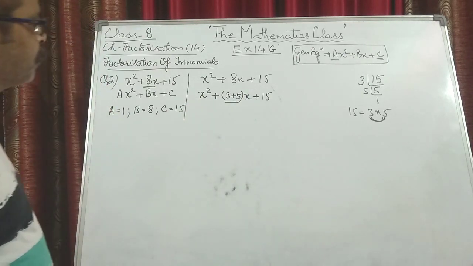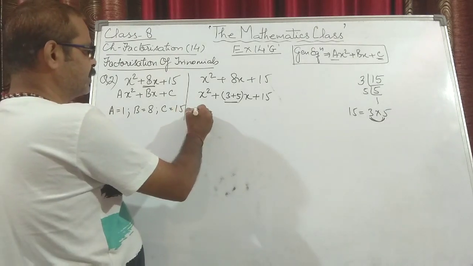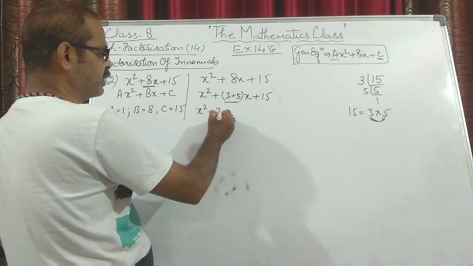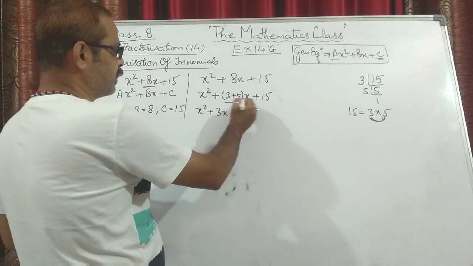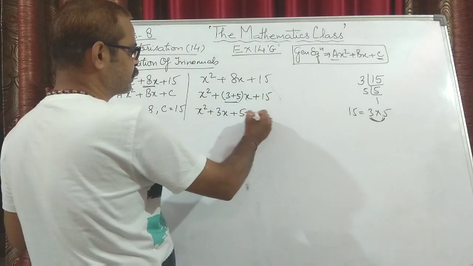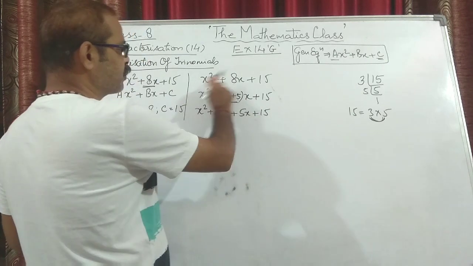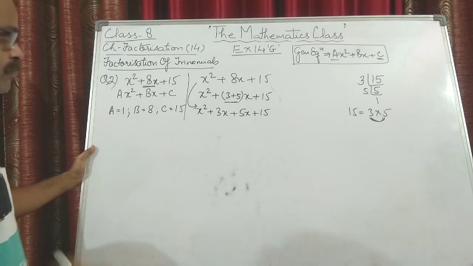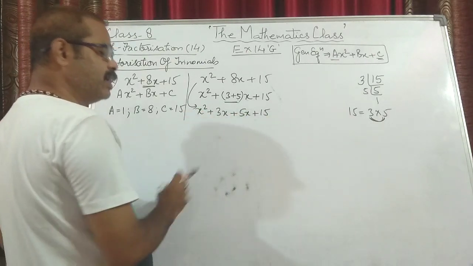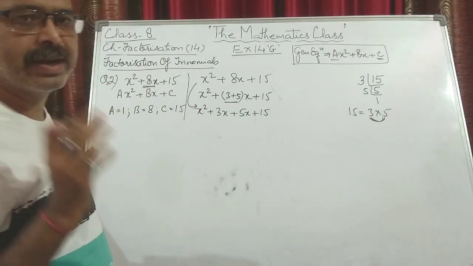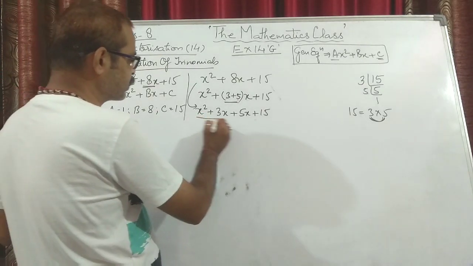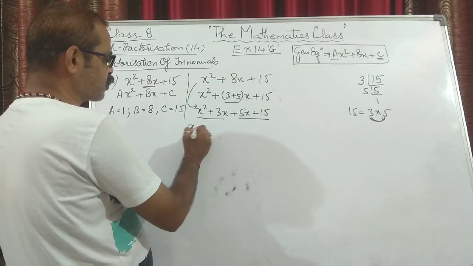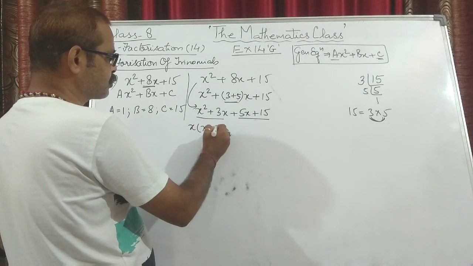Now when we open the bracket, we will get x square plus 3 into x, 3x, plus 5 into x, 5x plus 15. Now this trinomial has been converted into 4 terms. So now we can easily make groups and we can take common from the first group and from the second group. From the first group we can take x common. What is left? x plus 3.